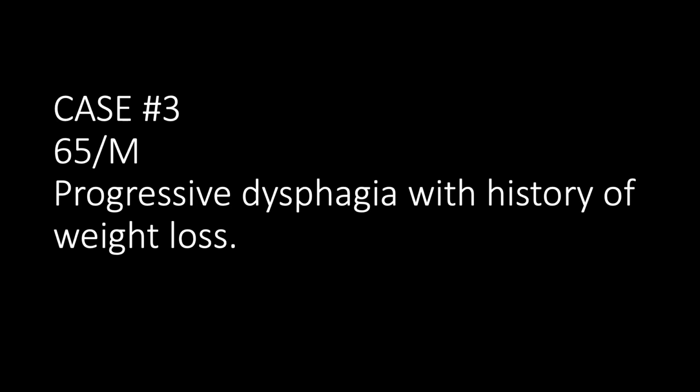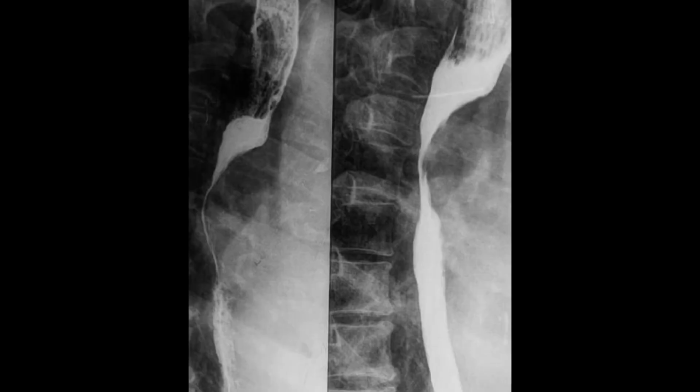For our third case, we have a 65-year-old male presenting with progressive dysphagia with history of weight loss. An esophagogram was initially requested which revealed tapering of the esophageal lumen. There is also marked narrowing of the middle esophagus with few mucosal irregularities appreciated in this region.